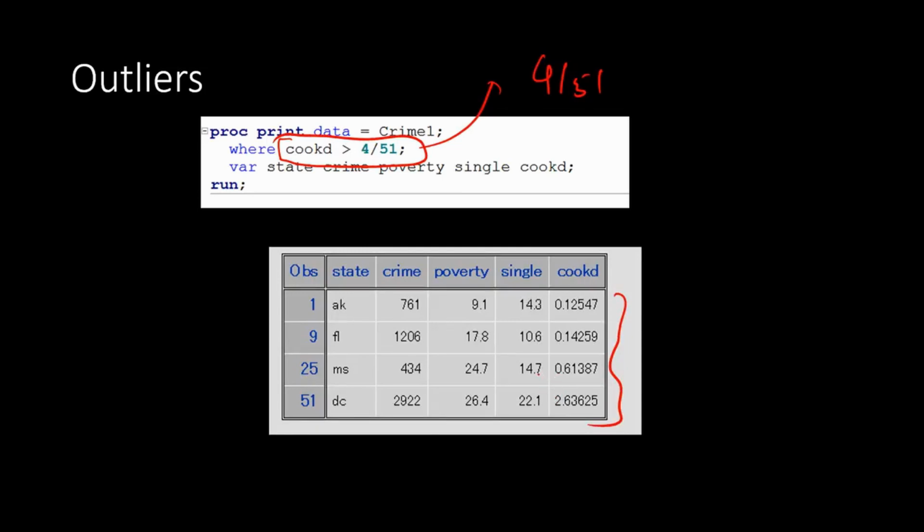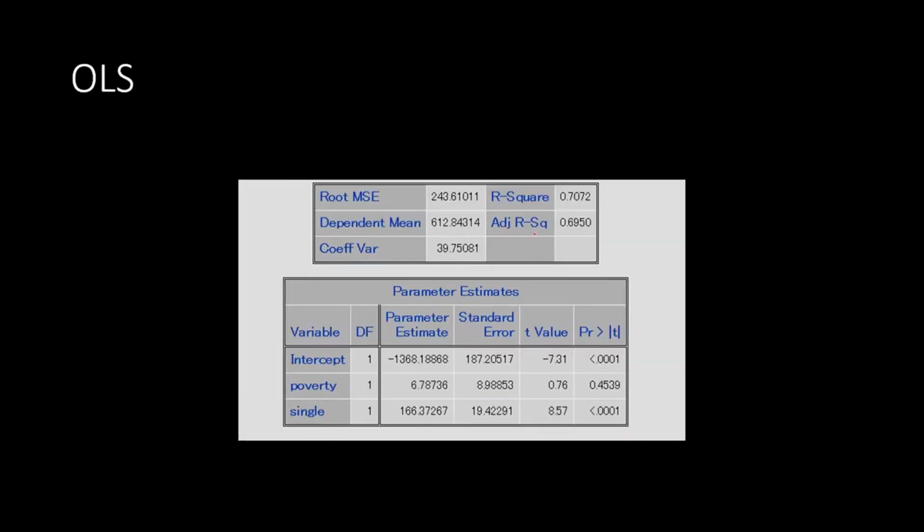However, we can actually remove them, but given this is a small sample of 51 observations, it is not good practice to remove them, so we review these observations and then go ahead with OLS. We have the R square of 70% and so on. And just one variable is significant. The single parent variable is significant, and poverty is not a significant variable. So that's the result from the ordinary least squares regression.